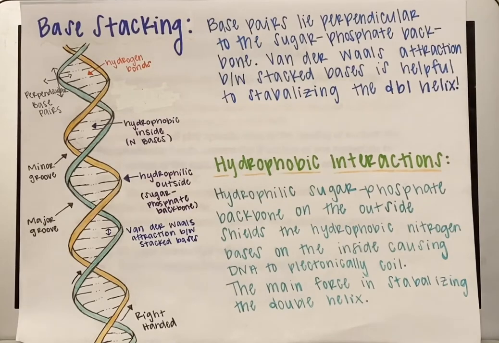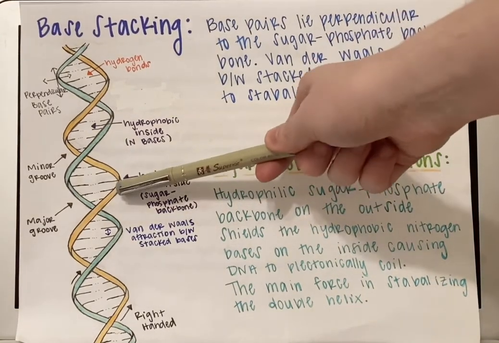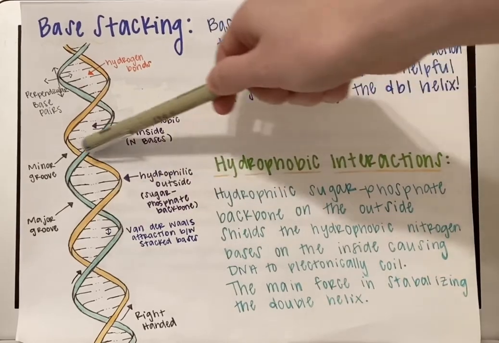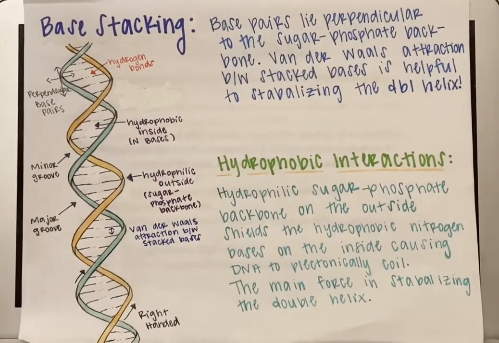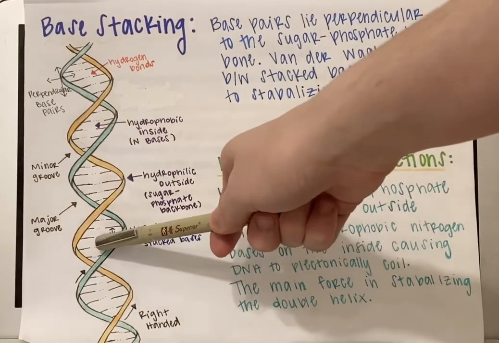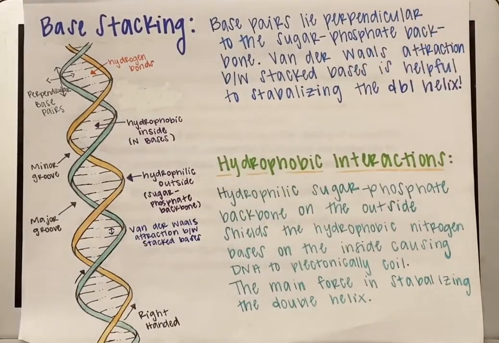What's really stabilizing the double helix is hydrophobic interactions. The outside of the double helix is the sugar phosphate backbone. This is hydrophilic. It likes water. The inside of the double helix is the nitrogen bases. This is hydrophobic. It does not like water. So the hydrophilic outside shields the hydrophobic inside by coiling plectonemically.